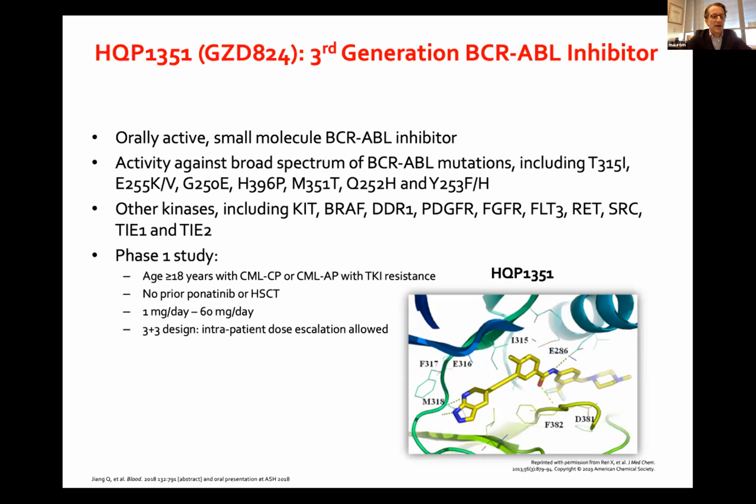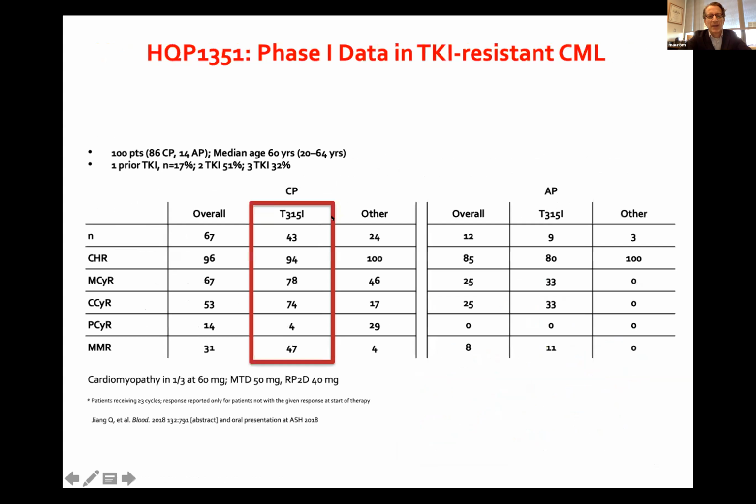HQP1351 is a drug coming up from China, which is again a ponatinib-like drug or ponatinib analog, a so-called third generation inhibitor, which preclinically has been shown to be active against a broad array of mutations. It may have some other kinase effects as well, so the adverse event profile and the initial safety data are quite important. This was a study in only patients from China with no ponatinib exposure, and we did see a very nice activity profile, particularly in patients with a T315I. So this would be viewed as an alternative to ponatinib, and again very active.